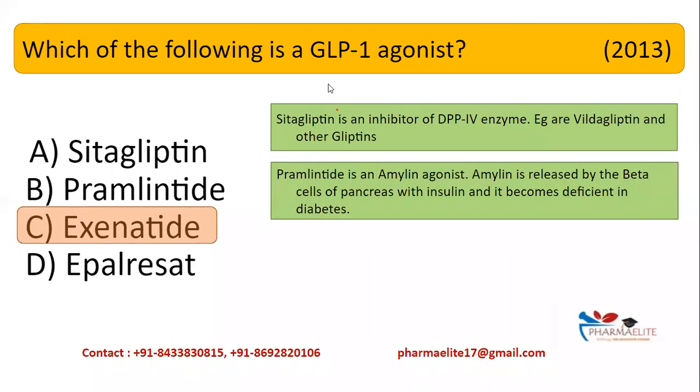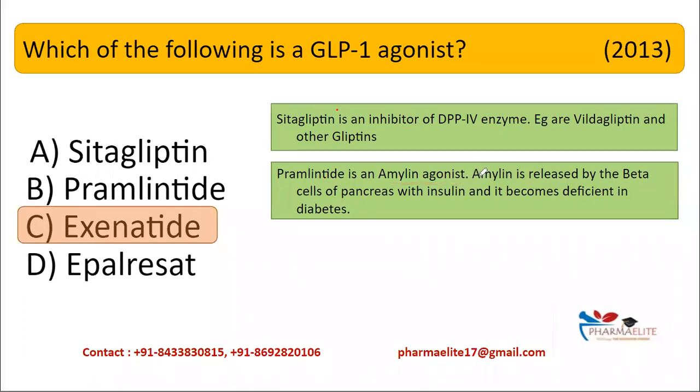Now, pramlintide is an amylin agonist. This again is a class of anti-diabetic agents. Amylin is released from the beta cells of the pancreas along with insulin. So in patients with diabetes mellitus, along with insulin, deficiency of amylin also occurs. That's why amylin agonists are given, because amylin deficiency occurs.